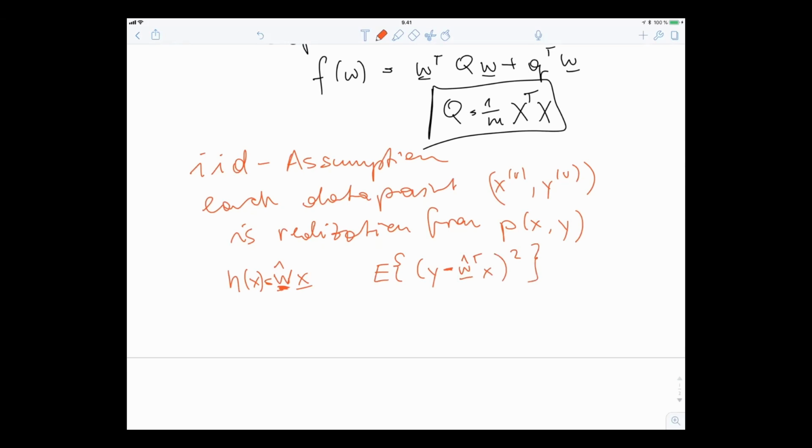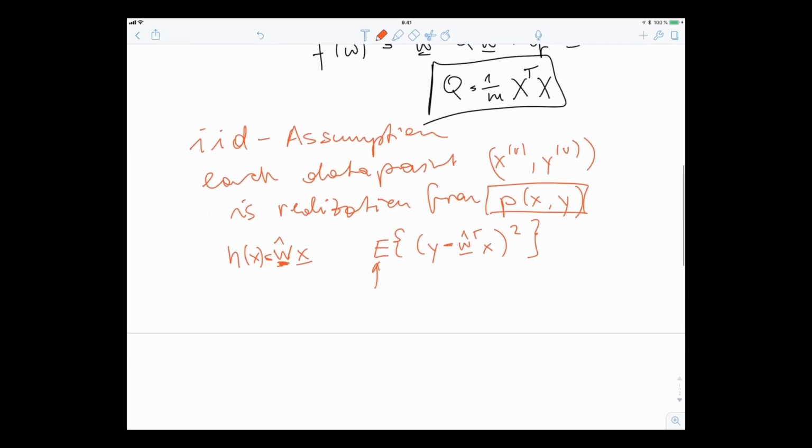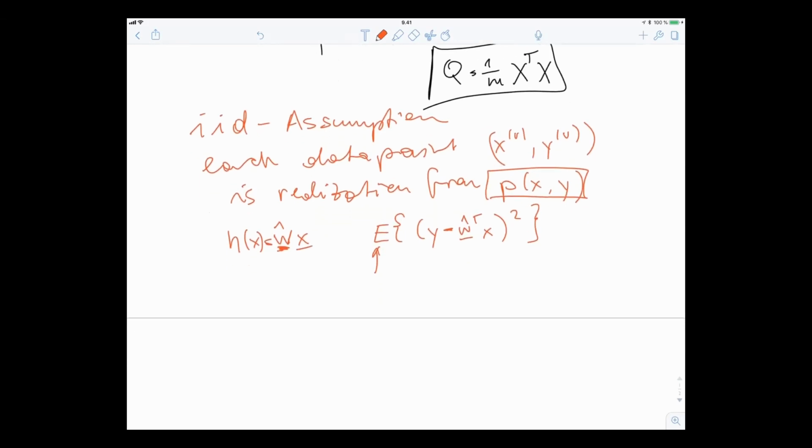And to define this, I need a probability distribution, of course. And this is exactly this underlying joint probability distribution. Okay. Any questions at this point? So I can now define, how do we call this? Let's call this risk. Let's call this risk of a given weight vector W.